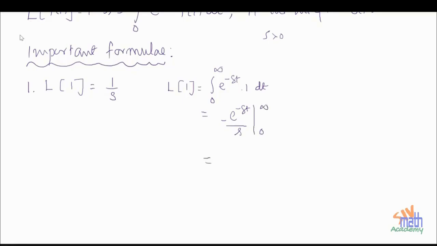When you put the limits, you have to force s to be positive, otherwise trouble will arise. When you put t equal to infinity, 1 by infinity will be 0, then minus into minus gives plus, so totally 1 by s is coming. So this is how you evaluate L of 1.